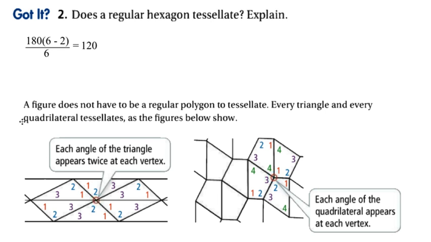Using that formula, we have 6 sides in a hexagon, and when we plug that in the formula, we get 120 degrees. So 120 degrees, is there an integer multiple of 120 that'll give us 360? Well, yes, we can multiply by 3 and get 360. So does a regular hexagon tessellate? The answer is yes, it does, because it's an integer multiple of 360, so there would be no gaps.